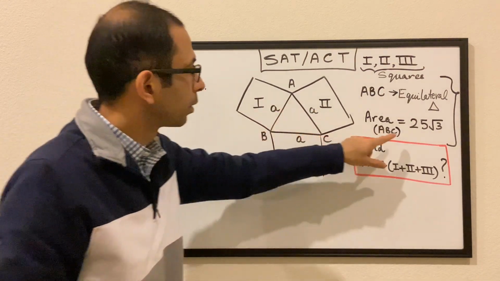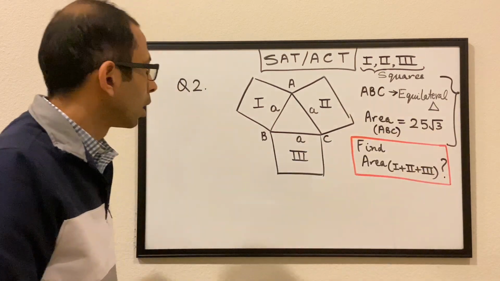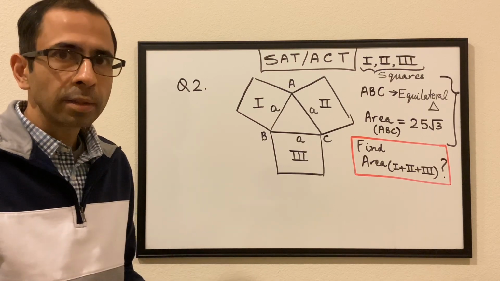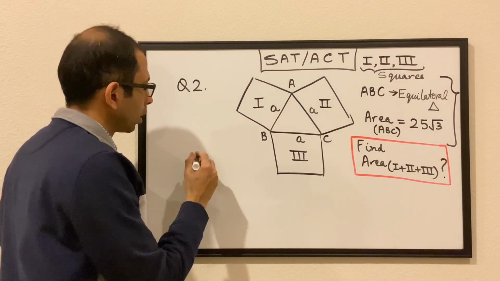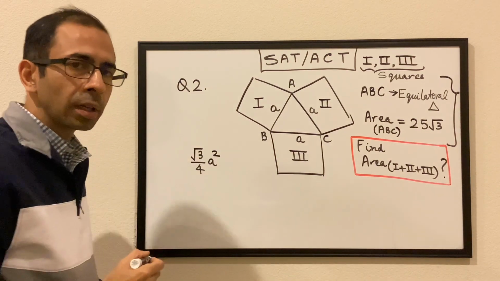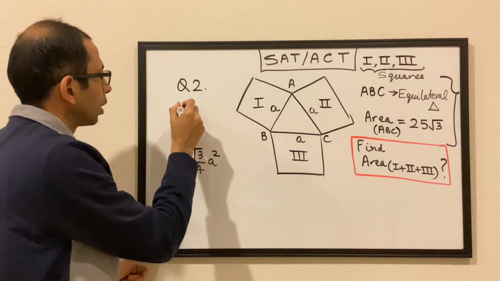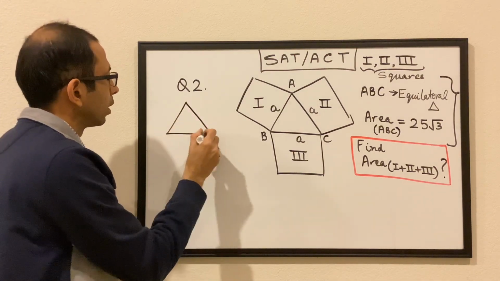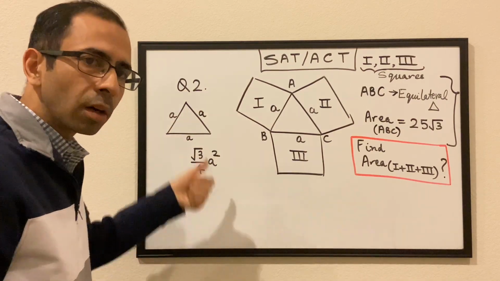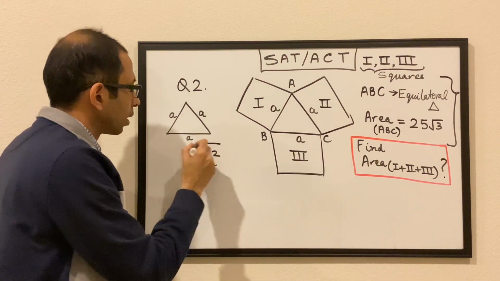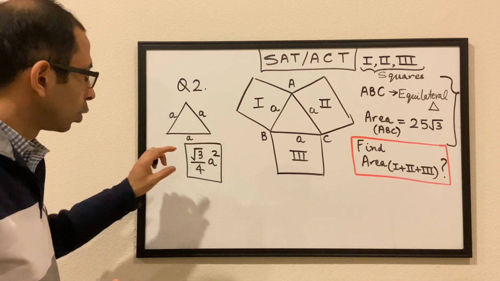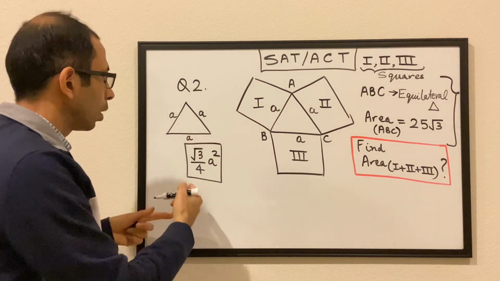The area of the triangle is given as 25 root 3. Now we know that the area of an equilateral triangle in terms of its sides is given by root 3 by 4 A square. Okay, so the point I'm trying to make is that if you have an equilateral triangle with side A, let's say, right, so the area of the triangle is root 3 over 4 A square. Okay, you can use this ready-made thing. I mean, you can always prove this.